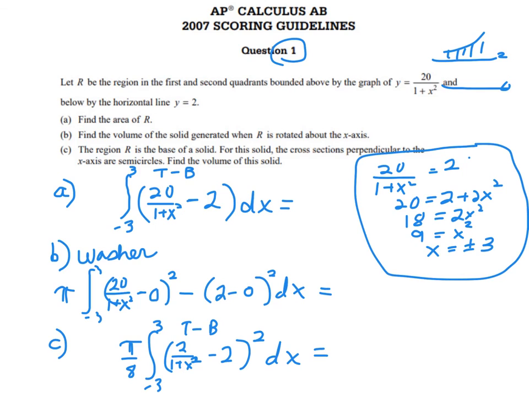So here are all three right there together. Find the area, so no squared on just finding the area between. Washer has a pi out in front, and a cross section is of one of those forms that we just went over in this video.